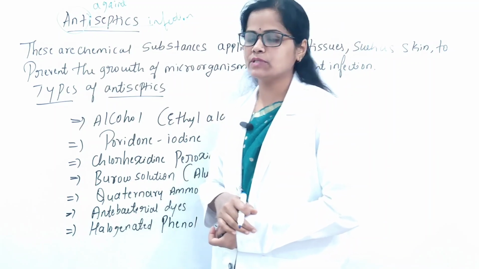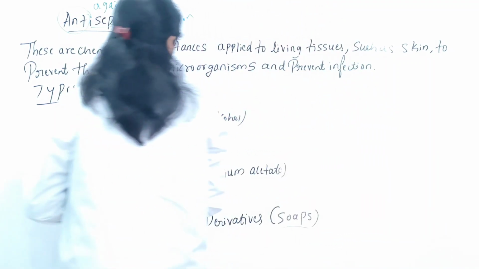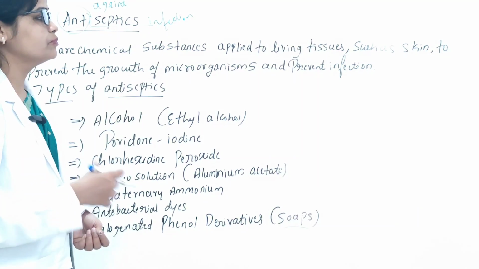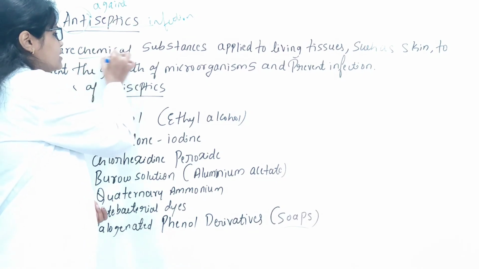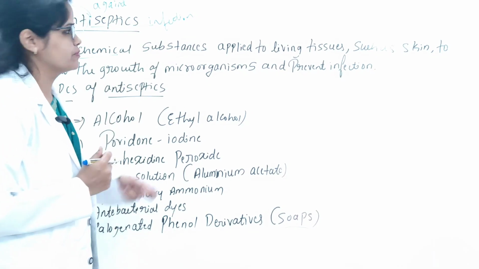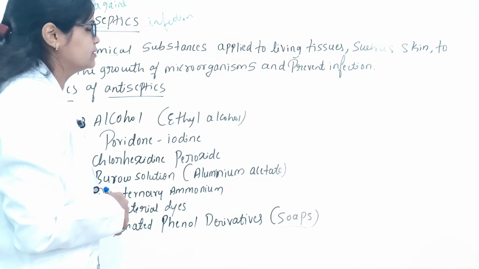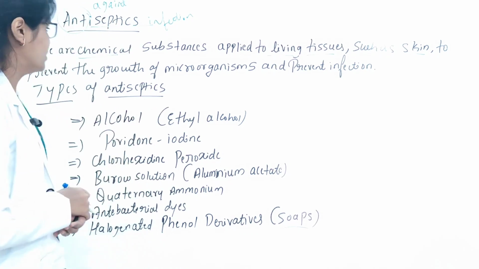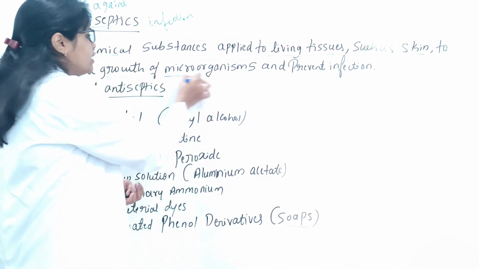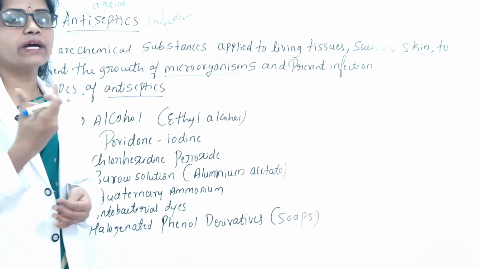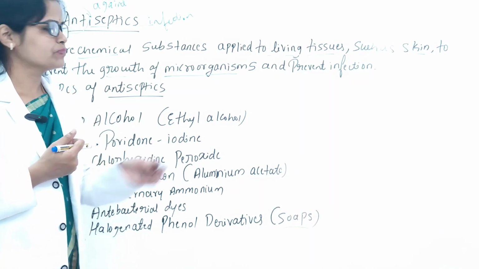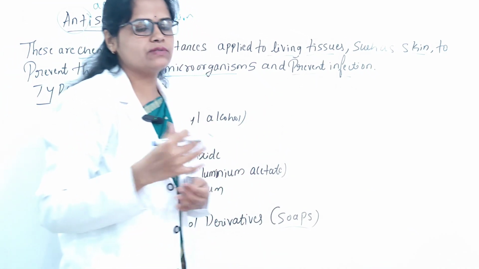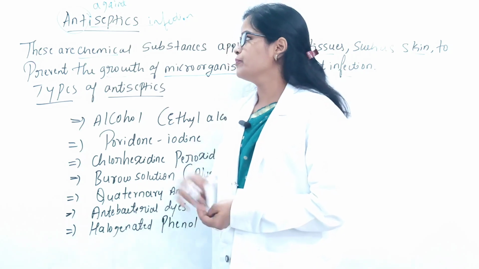The definition of antiseptics: these are the chemical substances applied to living tissues such as skin to prevent the growth of microorganisms and prevent infections. These are chemical substances applied to living tissues, which means skin. Why should we apply them? To prevent the growth of microorganisms. If microorganisms grow, there is a presence of infections. If microorganisms do not grow, there is a prevention of infections, which means there are no infections. So this is the definition of antiseptics.